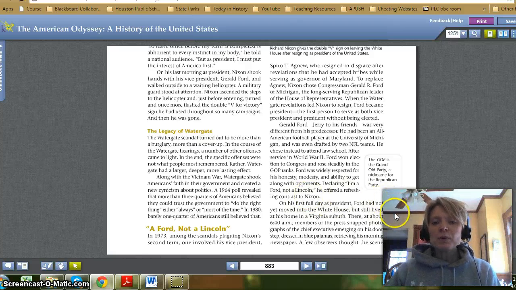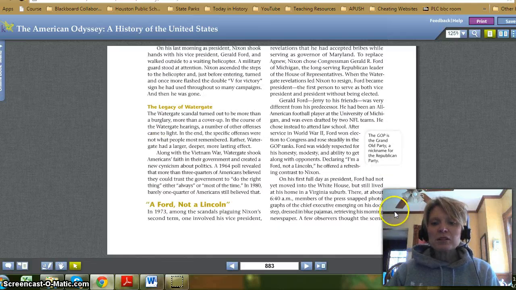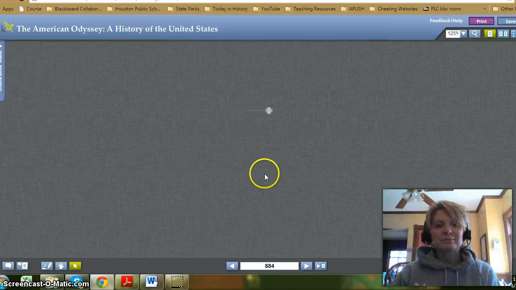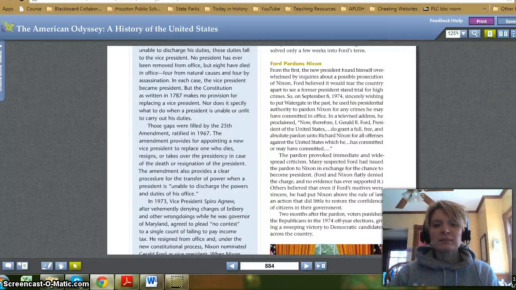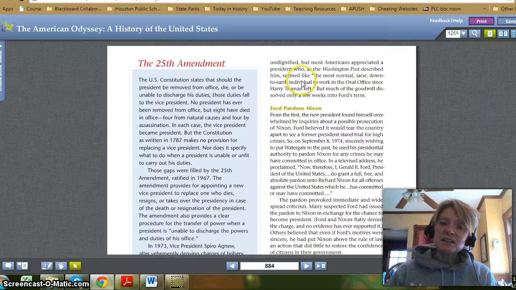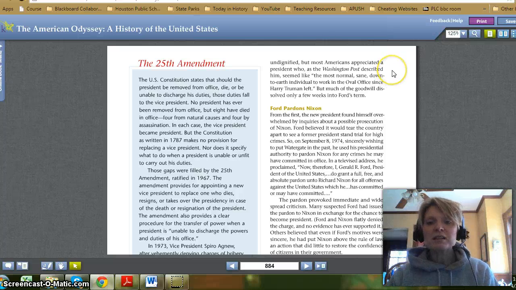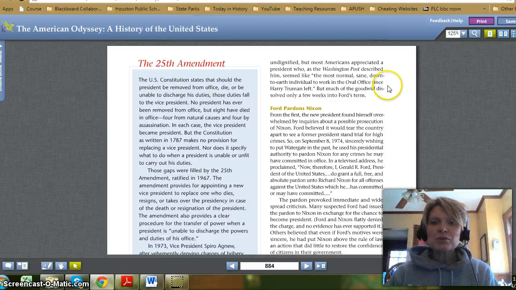In his first full day as president, Ford had not yet moved into the White House, but still lived at his home in a Virginia suburb. There at about 6:40 a.m., members of the press snapped photographs of the chief executive emerging on his doorstep, dressed in blue pajamas, retrieving his morning newspaper. A few observers thought the scene undignified, but most Americans appreciated a president who, as the Washington Post described him, seemed like the most normal, sane, down-to-earth individual to work in the Oval Office since Harry Truman left.